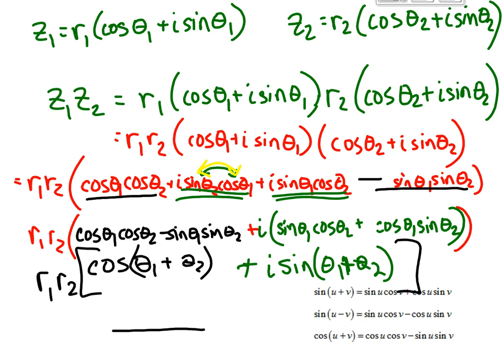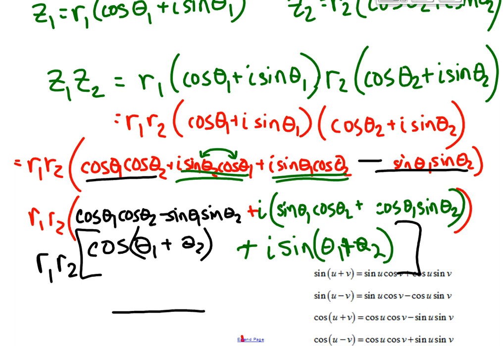And then look at what is written in black here, that we get cosine cosine minus sine sine. Hopefully you recognize that as cosine of u plus v, and in this case cosine of theta 1 plus theta 2. And then likewise in green, we get sine cosine plus cosine sine, and that's the sine of u plus v. So we get the sine of theta 1 plus theta 2 for that one.